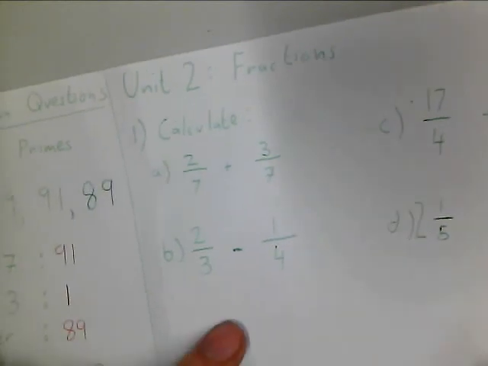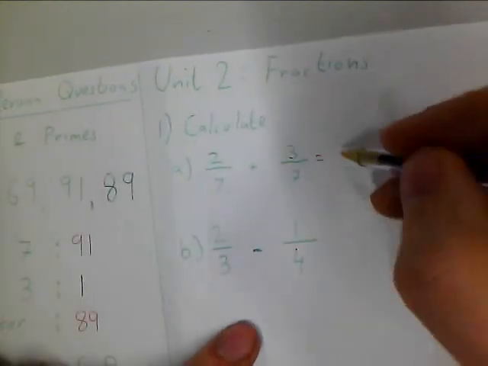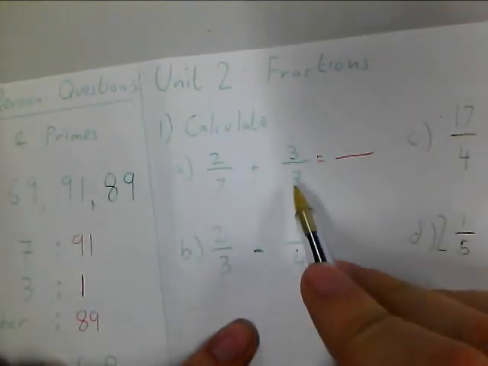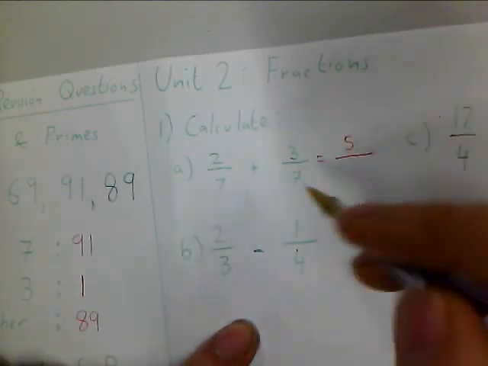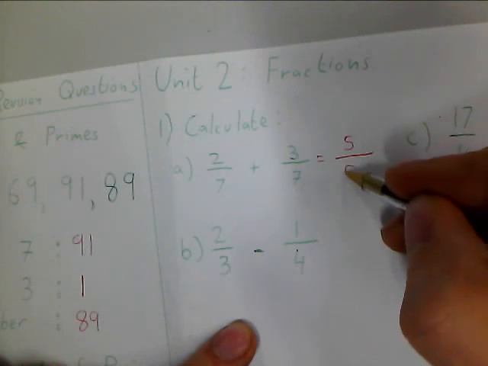Okay, let's look at the fractions. So first one is nice and simple. When my denominators are the same, I just add the numerators. 2 plus 3 is 5, so 2 sevenths plus 3 sevenths is 5 sevenths.